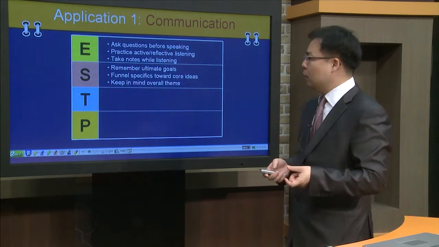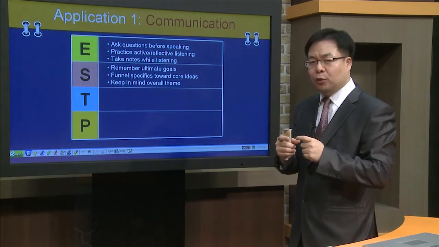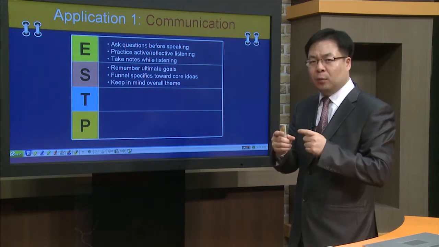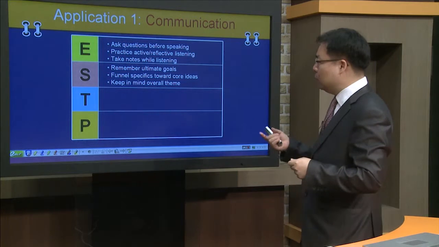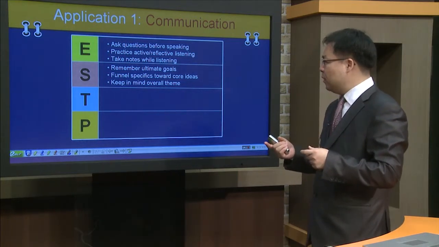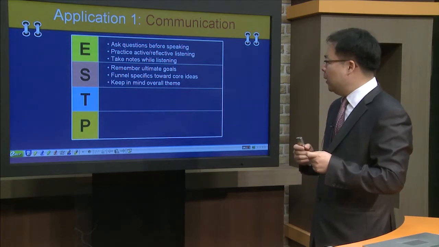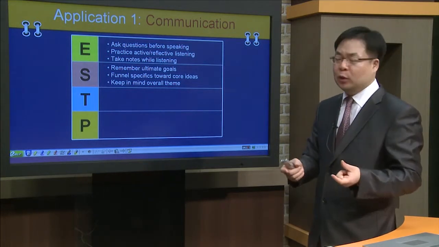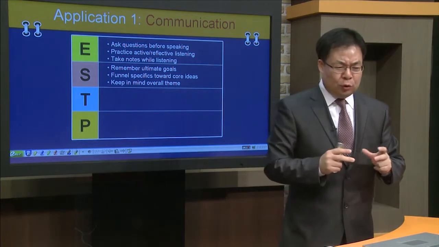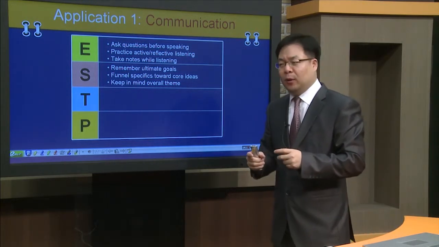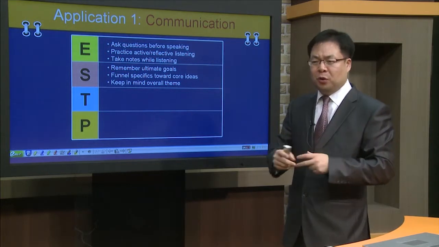Sensing, they are good at looking at details, but they also need to increase their ability of looking at it as a whole. So remember the ultimate goal and funnel specifics toward the core idea. What is the ultimate thing? And keep in mind the overall theme. So they have a tendency to look at too-small things, but this recommendation challenges the person to think of it in general.